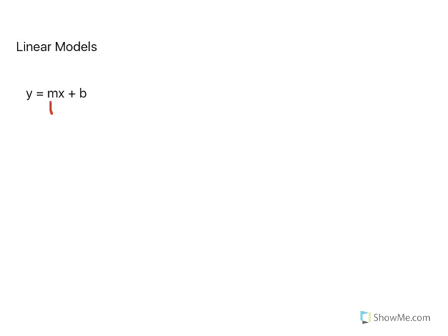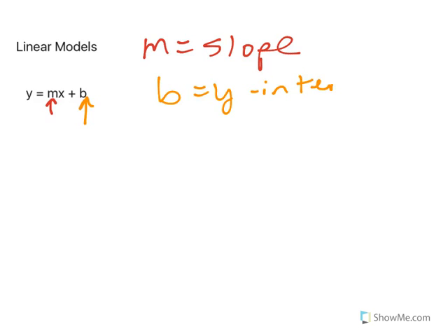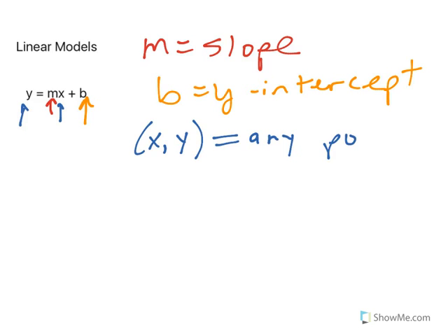When you see the m in here, m stands for slope, and I'm going to go into more detail about slope on the next slide. This is kind of just our introductory stuff here. The b stands for the y-intercept, which we will talk about on the third slide. And you will notice that we have an x and a y here. Well, x and y represent any point on the line.